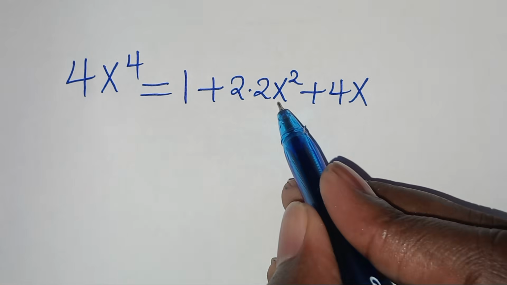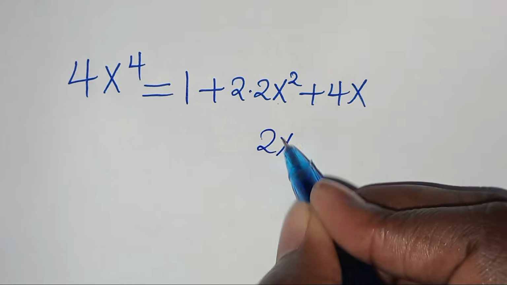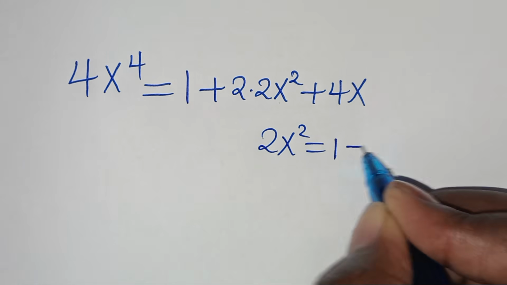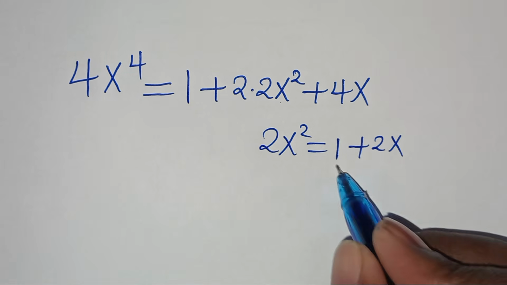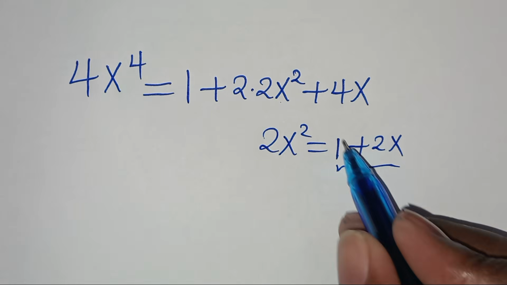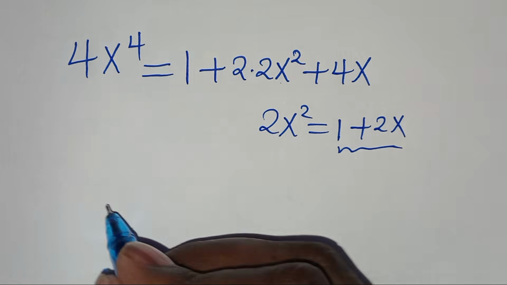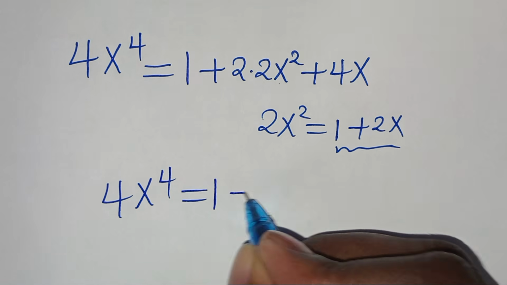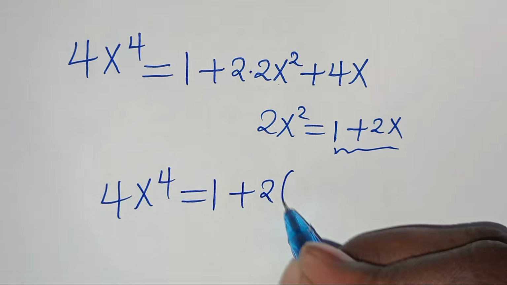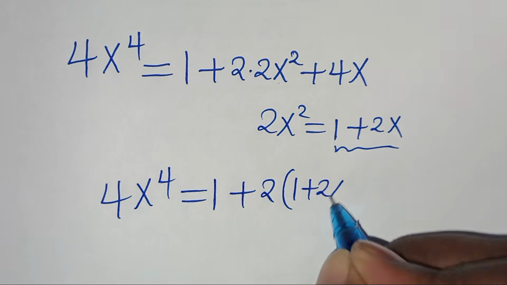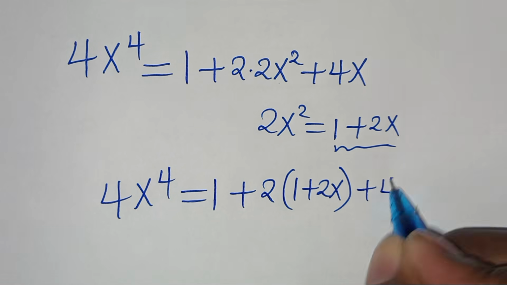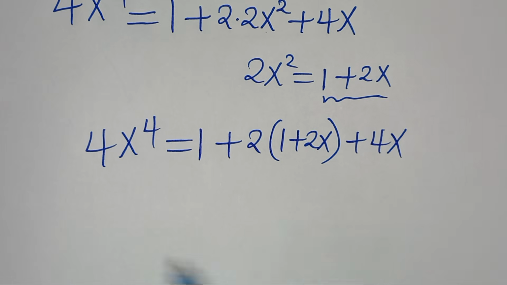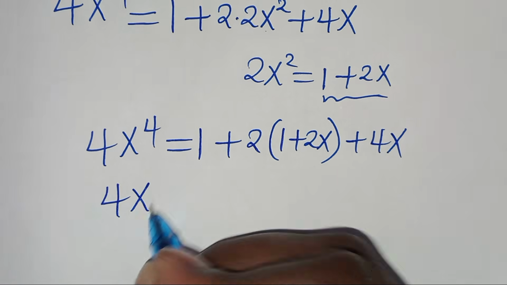Now we have that 2x squared. This is the same thing as 1 plus 2x. So let's substitute 2x squared with 1 plus 2x, so that we have 4x to the power of 4. This is equal to 1 plus 2 multiplied by 1 plus 2x. Then plus 4x.